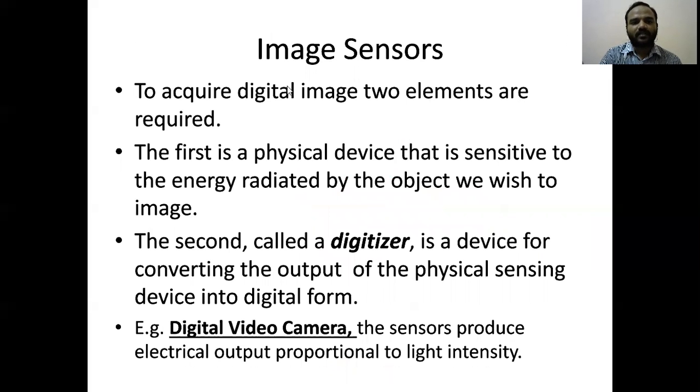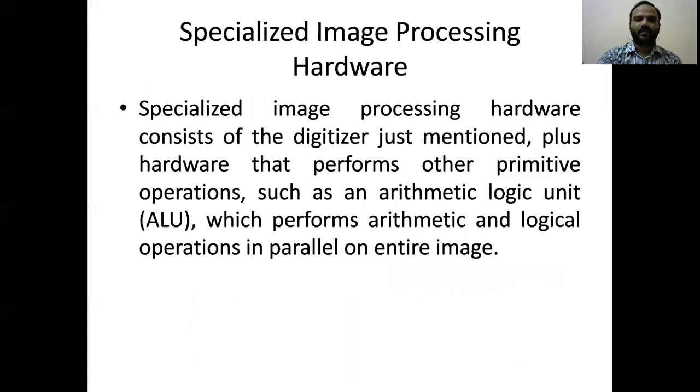Sensors: to acquire digital images, two elements are required. First is a physical device that is sensitive to energy radiated by the object we wish to image. The second, called a digitizer, is a device for converting the output of the physical sensing device into digital form. Example, a video camera. The sensors produce electrical output proportional to light intensity.